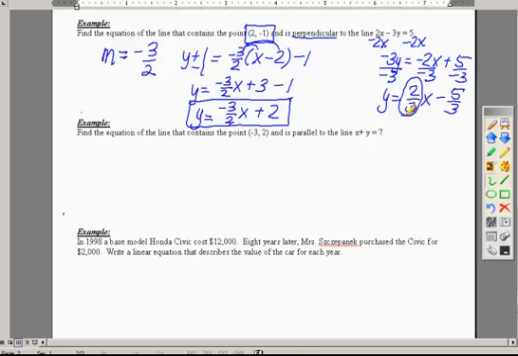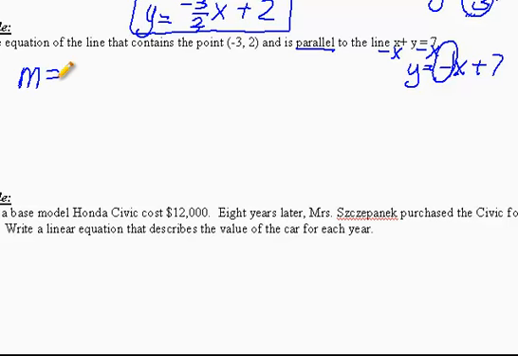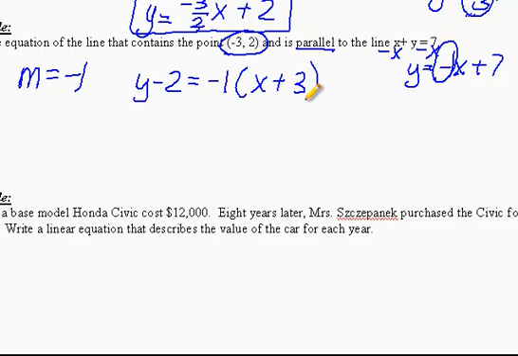Same thing, we have now a parallel line, which means we need the same slope. I again solve for y. What I find is y is negative x plus 7. Negative 1 then is this slope. Because I want a parallel line, I want to keep the slope of negative 1. So with a slope of negative 1 and a point of negative 3, 2, I'm going to put that again into point-slope. y minus 2 equals negative 1 times x plus 3. Again, it's always the opposite because we're subtracting the negative.